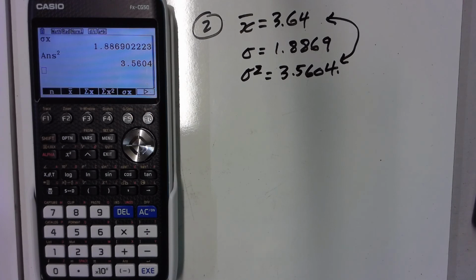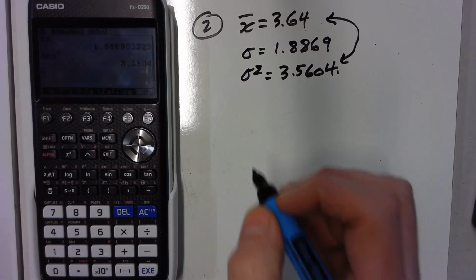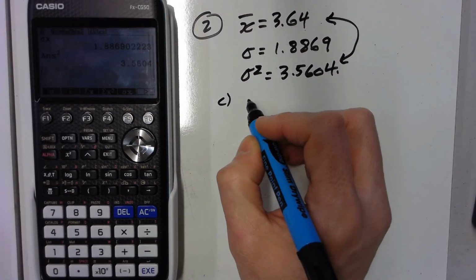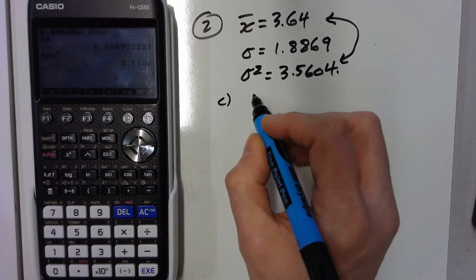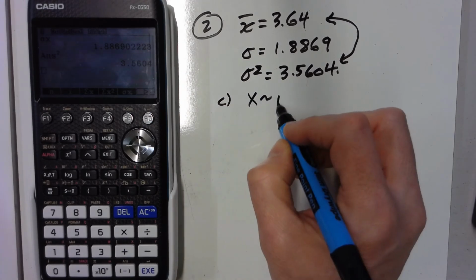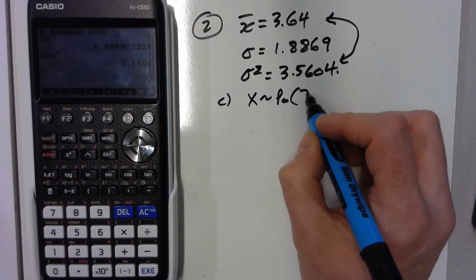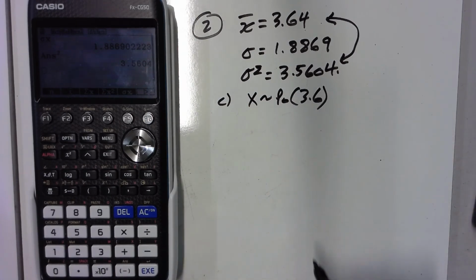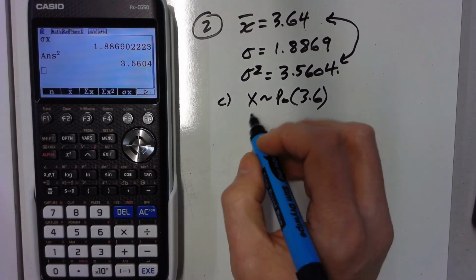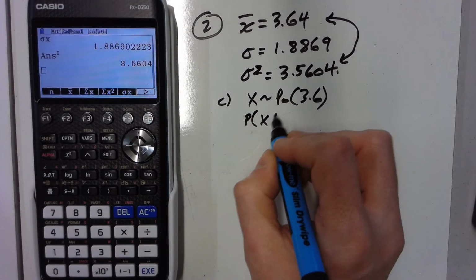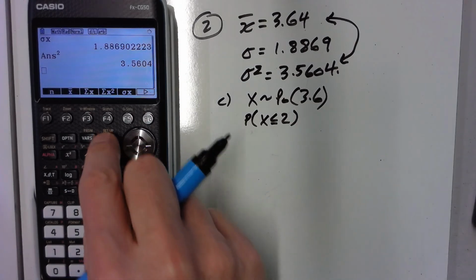And then part C, using a suitable value for mu, probability that 2 cars will pass in 5 minutes. So these are all 5 minutes. So X is a Poisson. What should we use? Let's use 3.6. They both round to 3.6, don't they? And we want no more than 2. So less than or equal to 2.